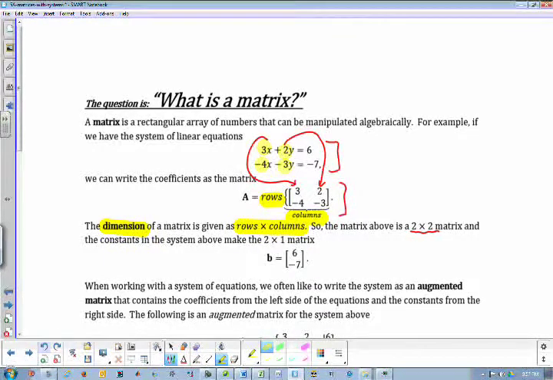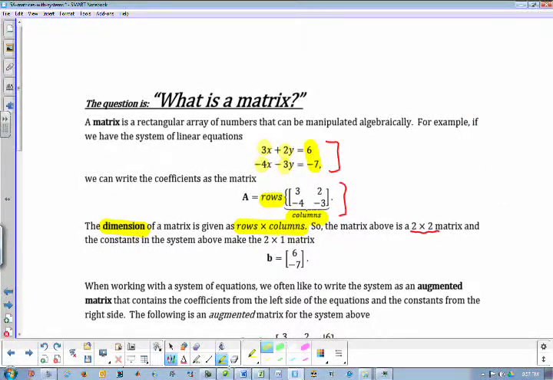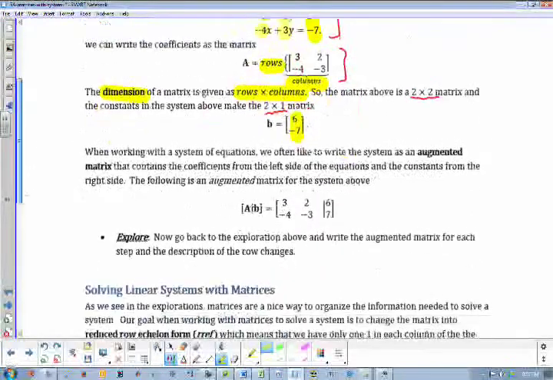All right? If we were to take these 2 constants from up above, we have 6 and -7. We can make a small matrix out of those. Okay? And this is our constant matrix. So 6 and negative 7. That's a 2 by 1 matrix because there's 2 rows and 1 column.